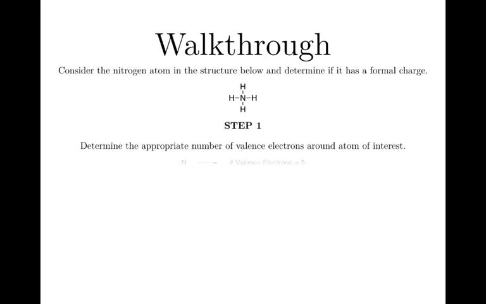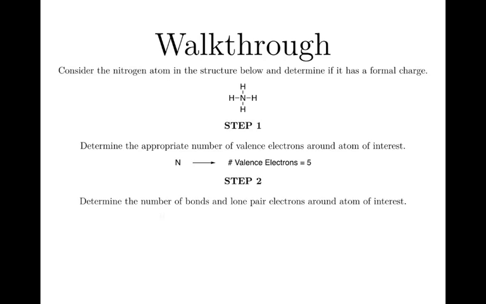In the first step, we're going to determine the appropriate number of valence electrons around the atom of interest. What I mean by this is the default number of valence electrons based on the element's location in the periodic table. Nitrogen should have 5 valence electrons by default since it's in group 5A of the periodic table.